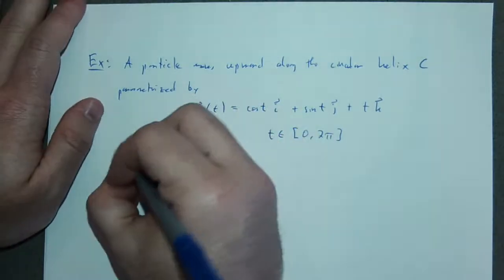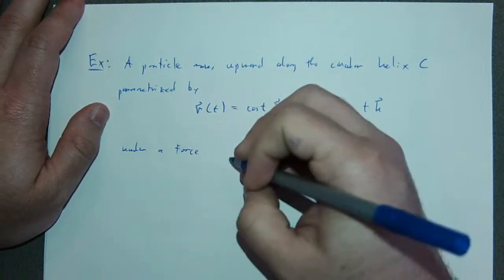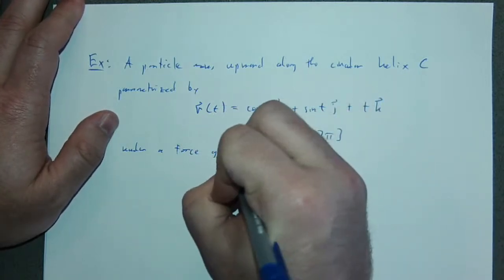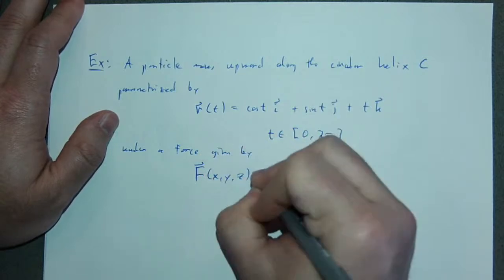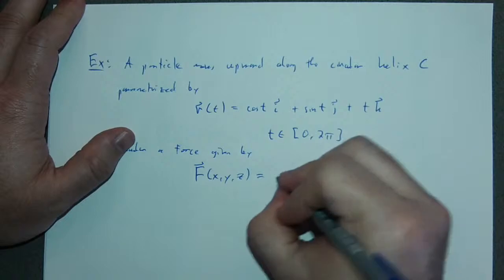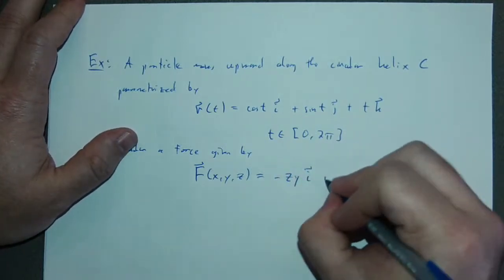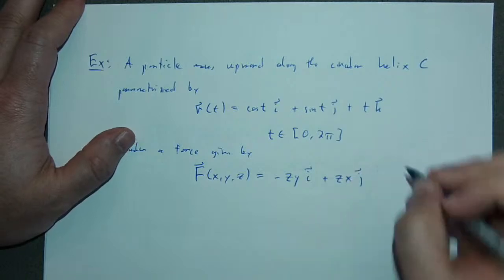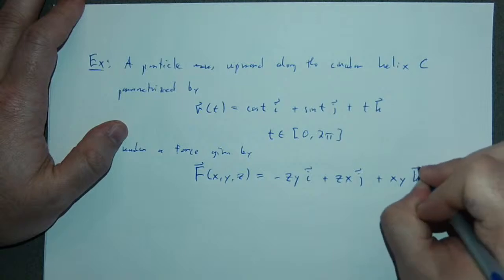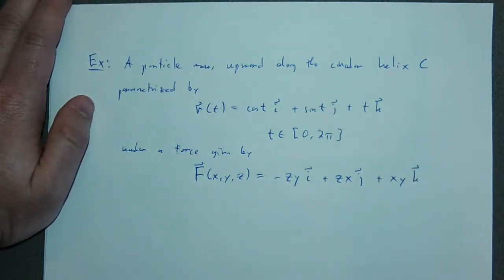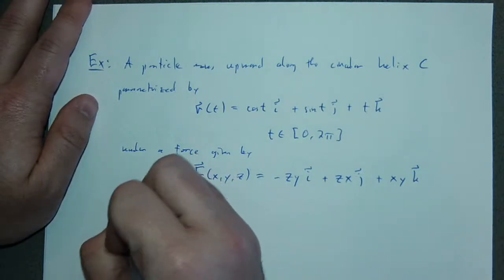Under a force given by the vector field big F of x, y, z is minus zy i plus zx j plus xy k. Find the work, W, done on the particle by the force.